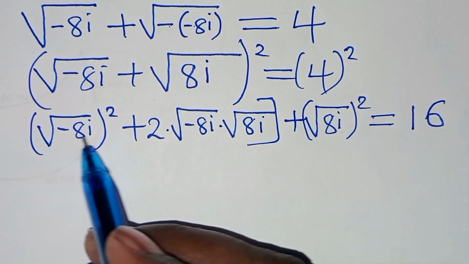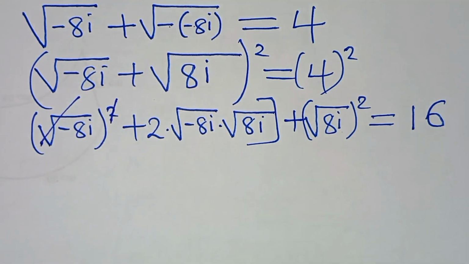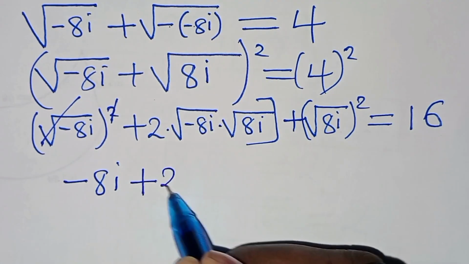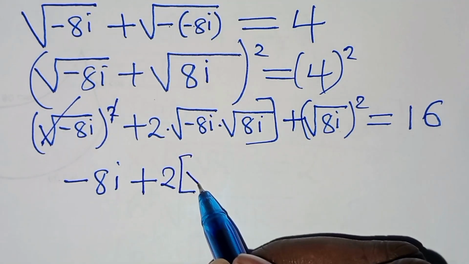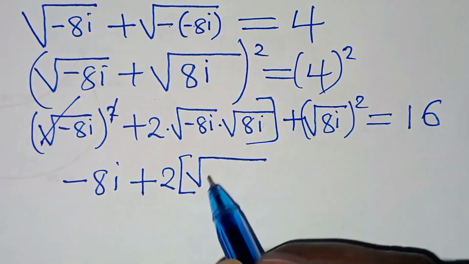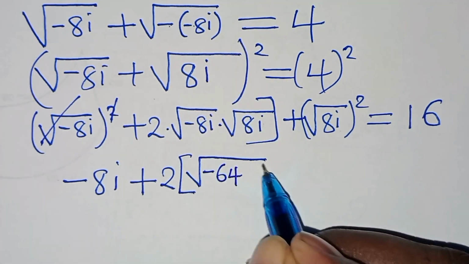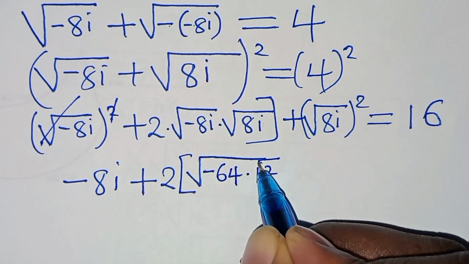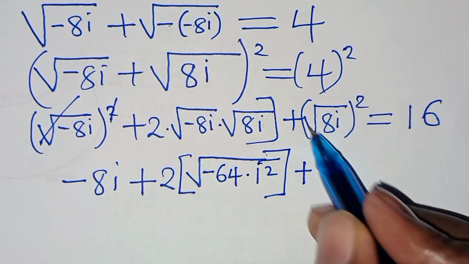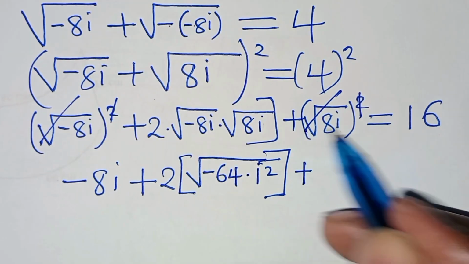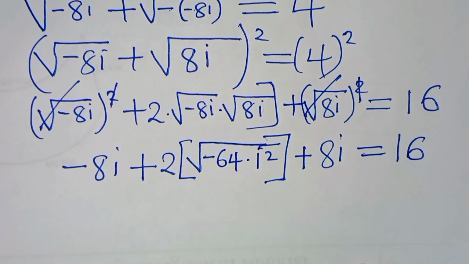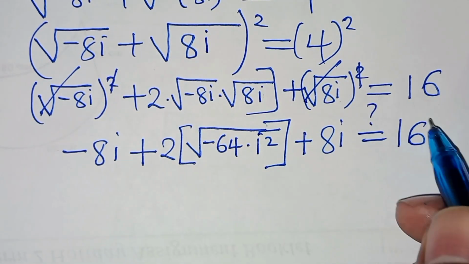Now, the square root of minus 8i squared, we eliminate the square root sign here. So this implies that we have minus 8i, then plus 2 multiplied by the square root of, this is minus 8 times 8, so this is minus 64, then times i squared. You close the bracket here, then plus the square root of 8i squared, we eliminate the square root sign, so plus 8i, this is equal to 16. Let's check if this is true.